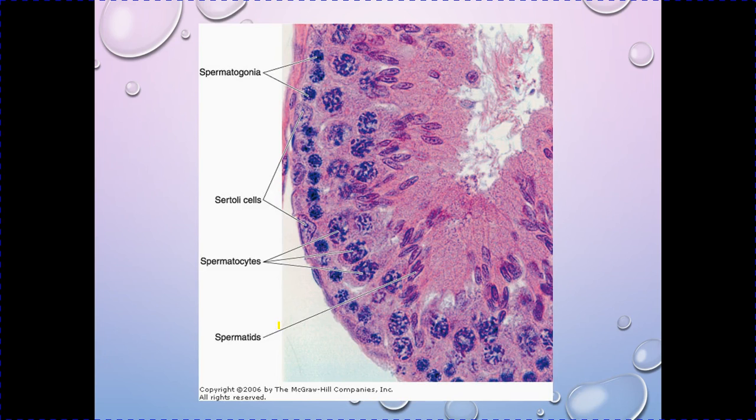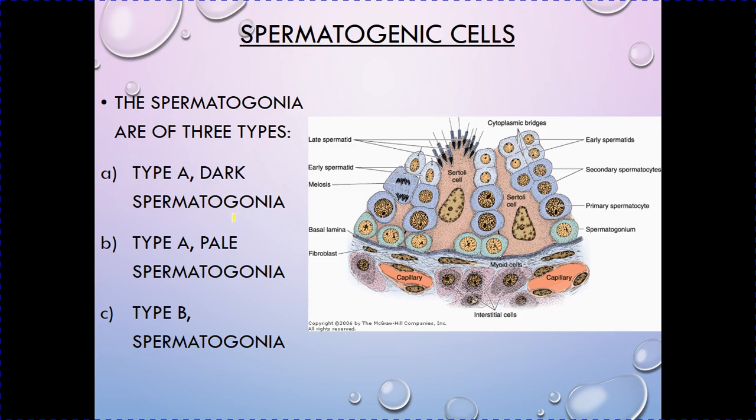This is a magnified microscopic image of the seminiferous tubules. This is the epithelium, modified stratified cuboidal epithelium, and you can see two types of cells, spermatogenic cells and Sertoli cells. These are the spermatogenic cells and these are the Sertoli cells. The spermatogenic cells lie between the Sertoli cells and form a stratified epithelium.